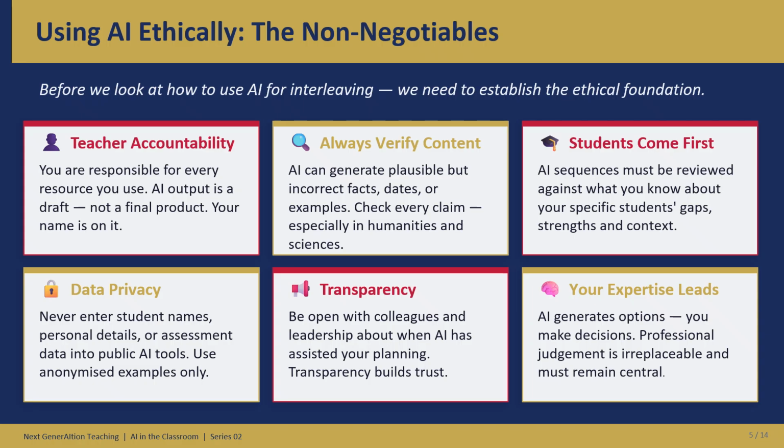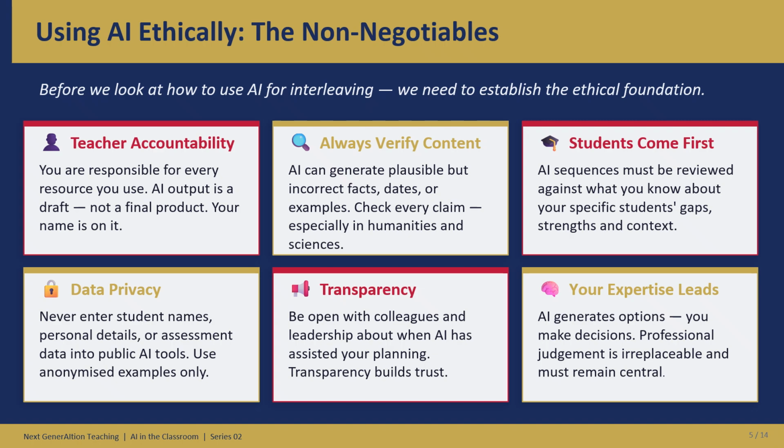Before we look at the practical prompts and strategies, we need to establish the ethical foundation. Using AI in your professional practice is a decision with real consequences for your students, for your colleagues, and for you as the accountable professional. First is teacher accountability. Every resource you use with students has your name on it. AI output is a draft. It's not a finished product. It's not checked. It's not reviewed. That review is your professional responsibility and it cannot be delegated back to the tool that produced it.